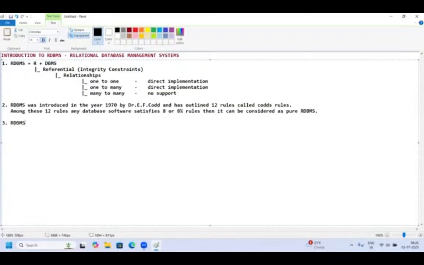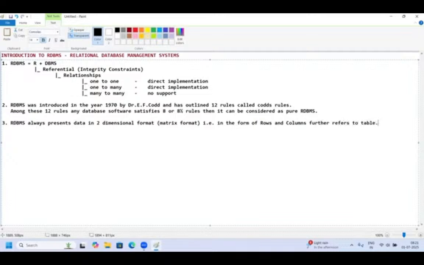And the third point, I will say, RDBMS always presents data in two-dimensional format, that is matrix format. Okay, matrix format. What is the two-dimensional format called? Matrix format, that is in the form of rows and columns. Further refers to table.